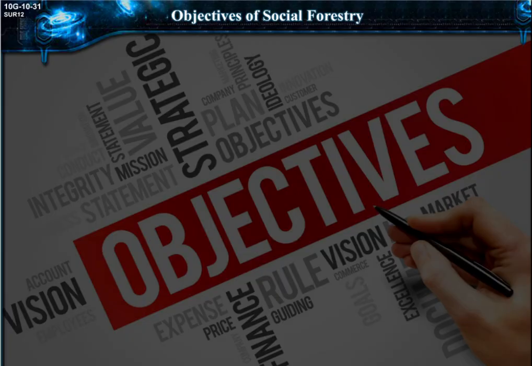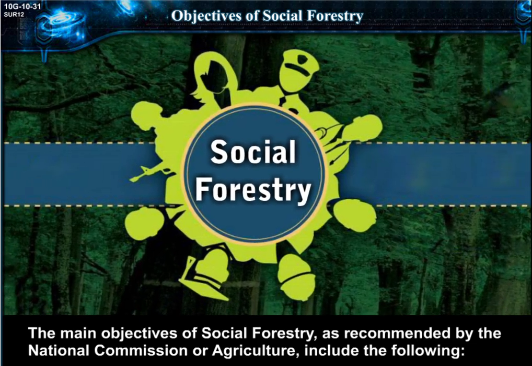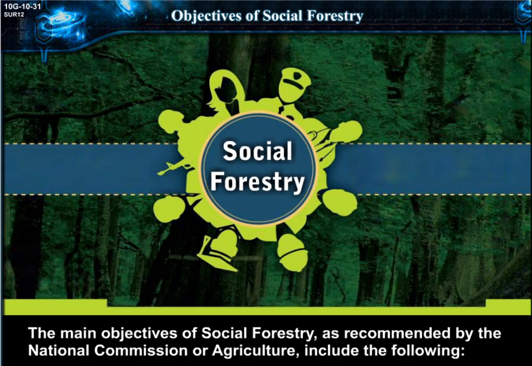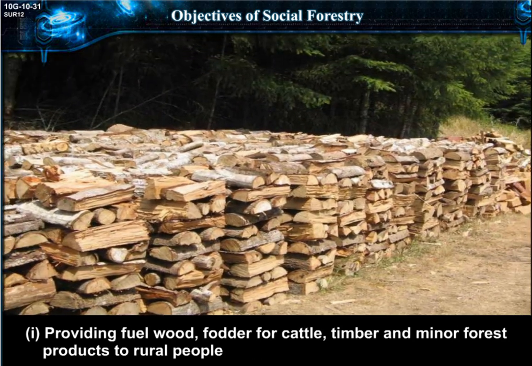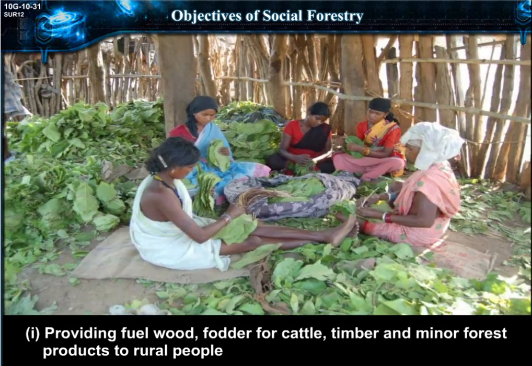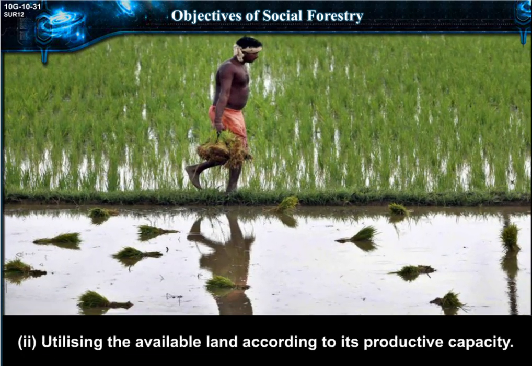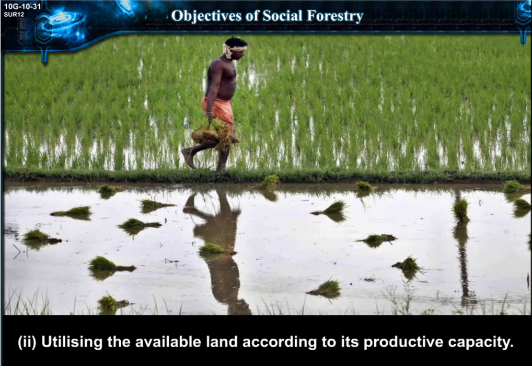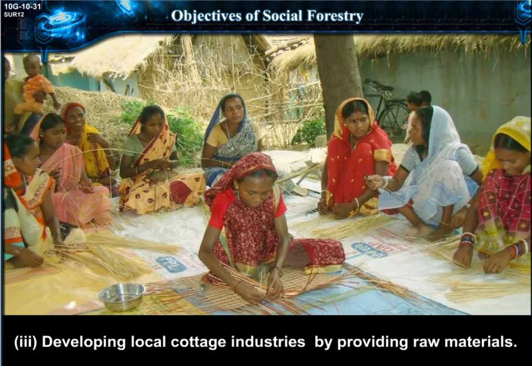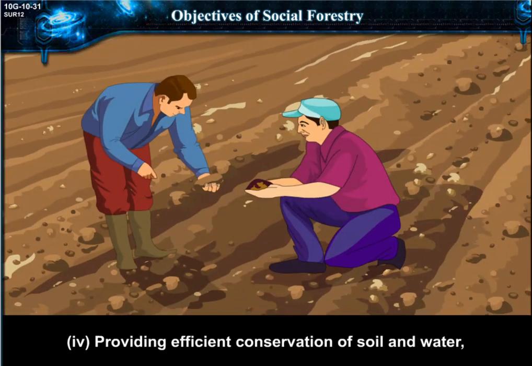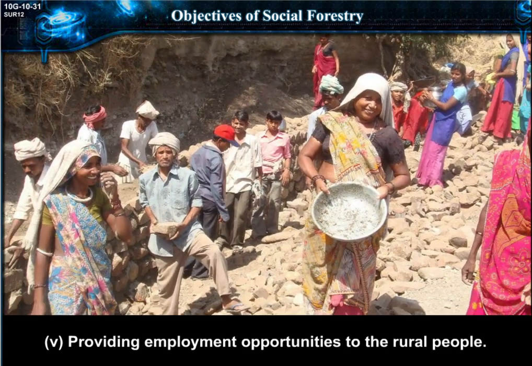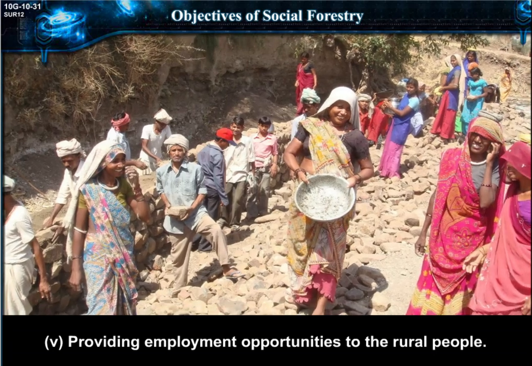Objectives of social forestry. The main objectives of social forestry, as recommended by the National Commission on Agriculture, include the following. First, providing fuel wood, fodder for cattle, timber, and minor forest products to rural people. Second, utilizing the available land according to its productive capacity. Third, developing local cottage industries by providing raw materials. Fourth, providing efficient conservation of soil and water. Fifth, providing employment opportunities to the rural people.